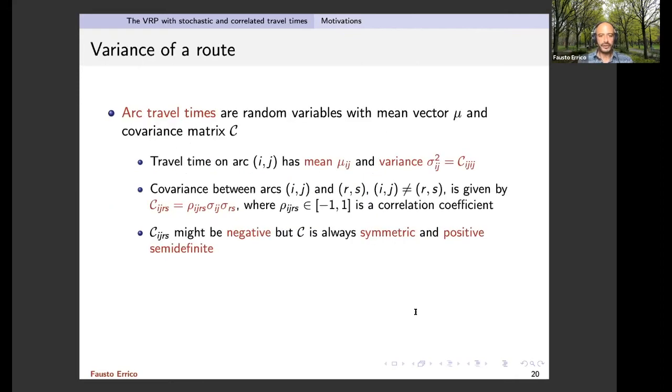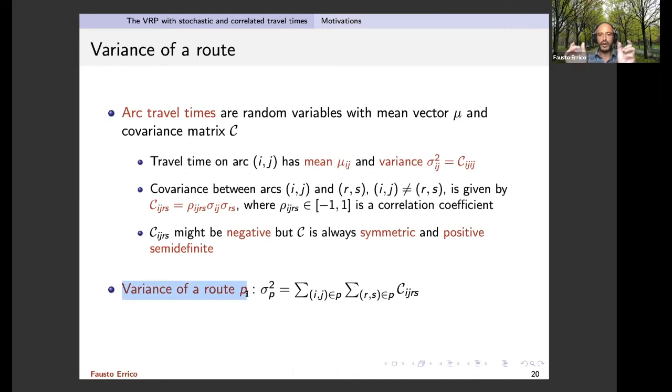The main important part here, I think, is how to compute the variance of the route. Given a route, the variance is given by the sum of the interaction of all possible pairs of arcs. One important point is that arcs from different routes don't interact. The variance accumulates only for arcs on the same route, not for arcs on two different routes. This has an impact when we formulate the problem.